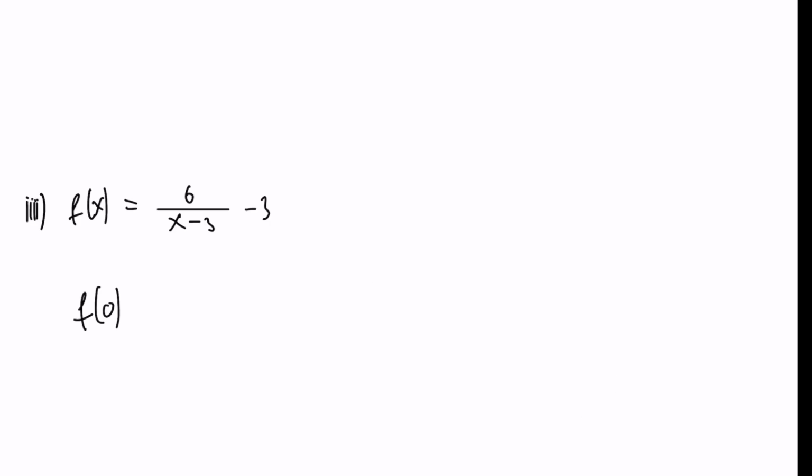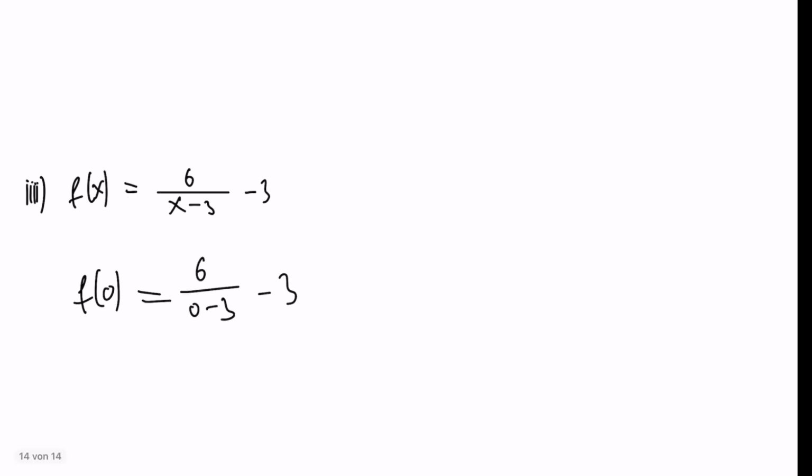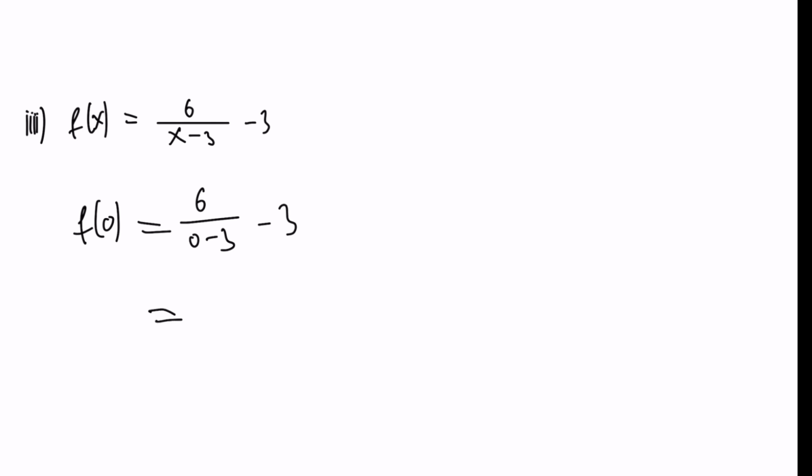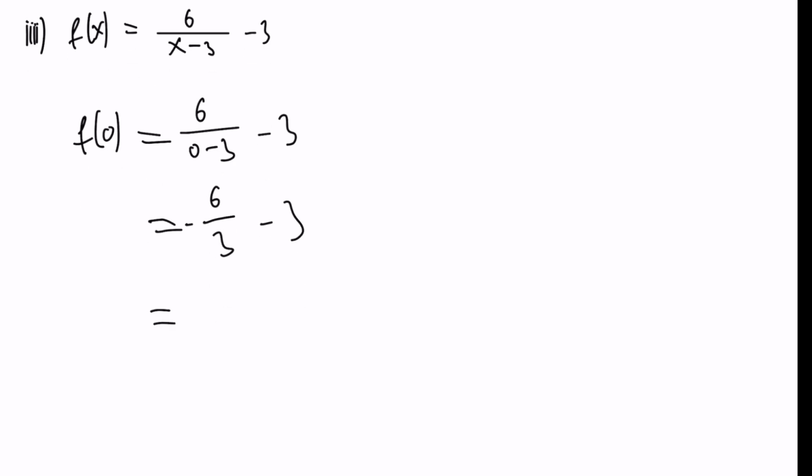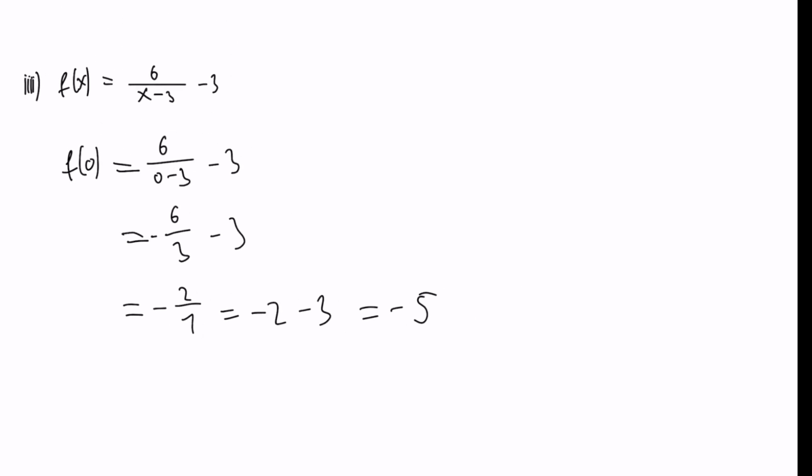The f of 0 equals 6 divided by 0 minus 3, minus 3. We cancel the 3 out, so this gives us 6 divided by minus 3, so this is just minus 2, minus 3 is minus 5. Now we have the intersection at the point 0, minus 5.